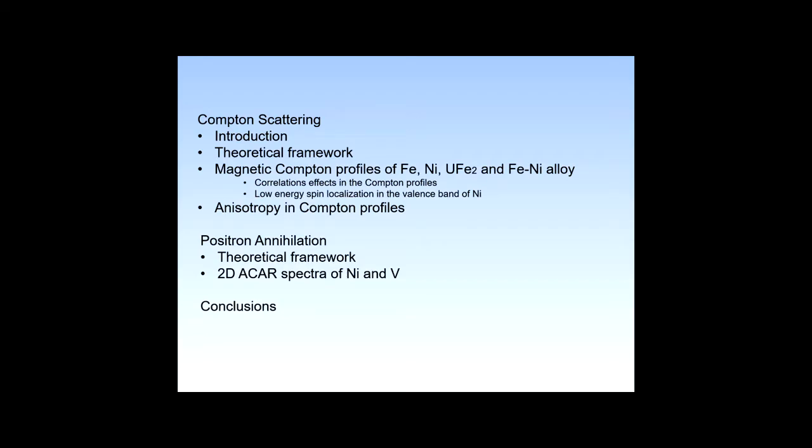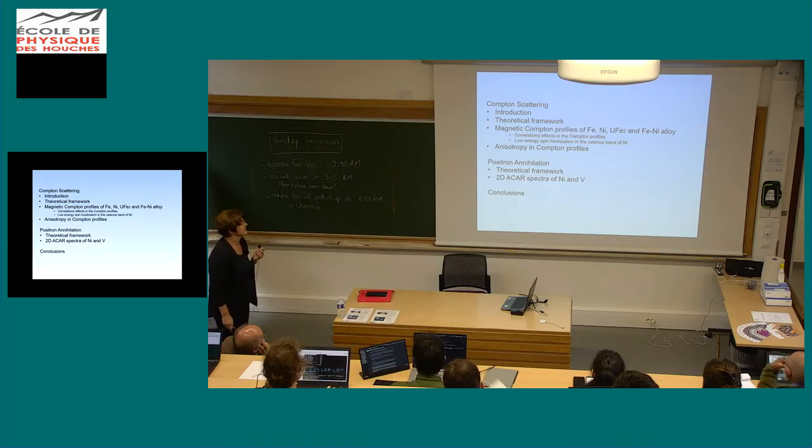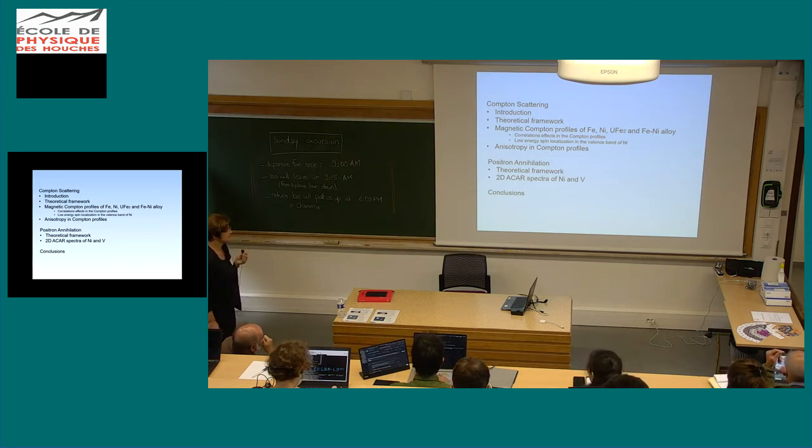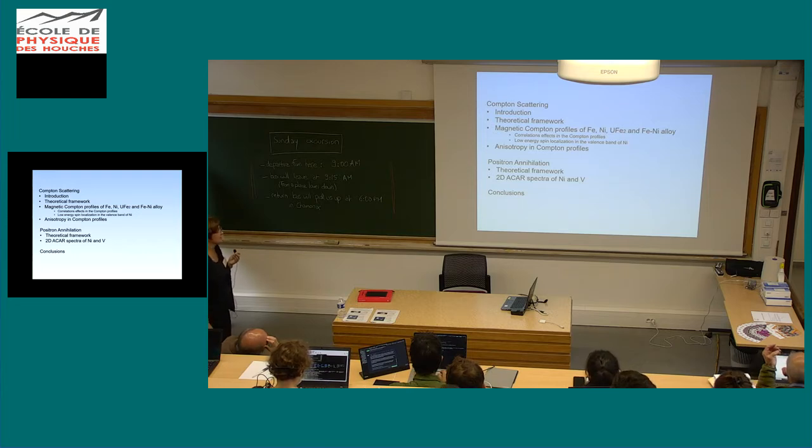Okay, so this is the outline of my talk. I will try to introduce the Compton scattering with a short introduction. I will describe the theoretical framework, the general one, and how it was implemented into the SPR-KKR code. And I will show some of our results with the calculation of magnetic Compton profiles for these materials: iron, nickel, uranium iron 2, and iron nickel alloys.